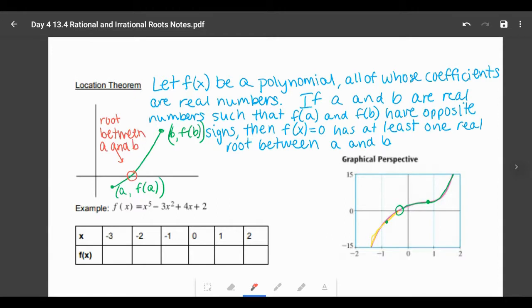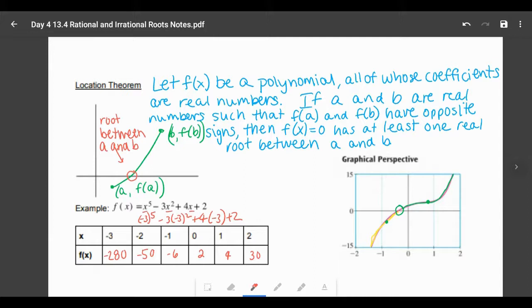All right, so let's take a look at an example. We have f of x equals x to the fifth minus 3x squared plus 4x plus 2. If we were to do f of negative 3, take negative 3, substitute it everywhere you see an x, right? If we did negative 3 to the fifth minus 3 times negative 3 squared plus 4 times negative 3 plus 2. If you do that, you can do it in your calculator if you'd like, you get negative 280. If we find f of negative 2, you get negative 50. F of negative 1, you get negative 6. F of 0, you get 2. F of 1, you get 4. And f of 2, you get 30.